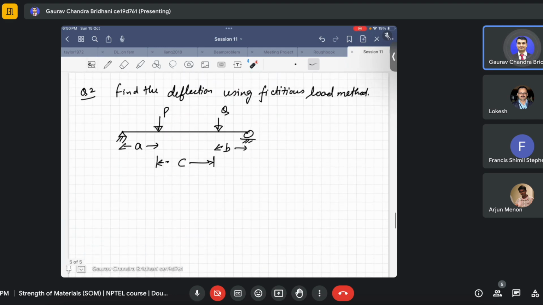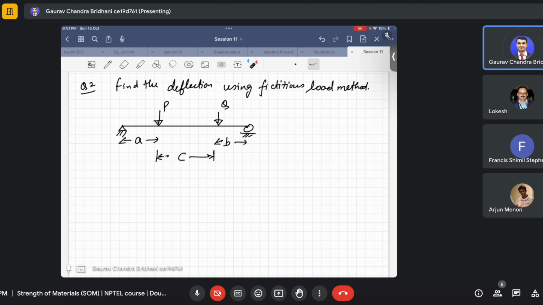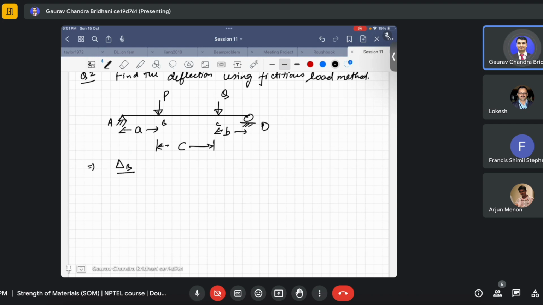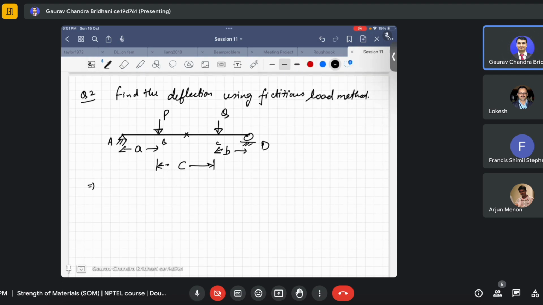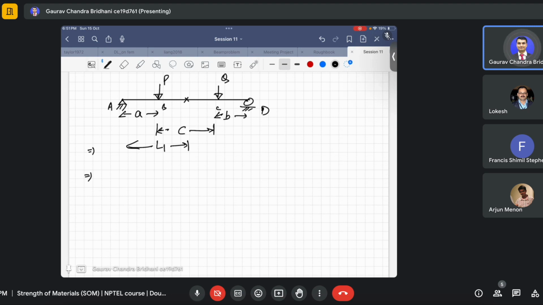So let's try to solve this problem. Let me name the points A, B, C, D. Now I want delta at B. Let's say at another point I mark this as L1 distance. This is the L1 distance. First I need to introduce the fictitious load Q.